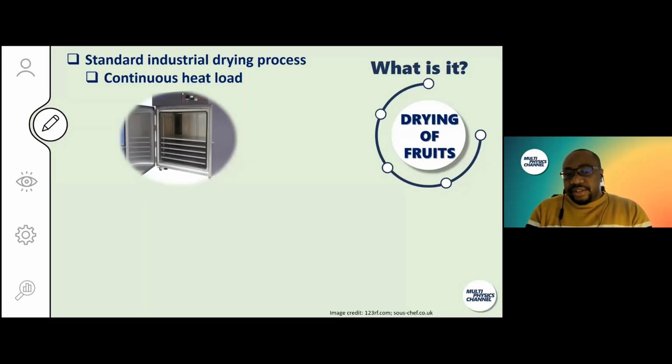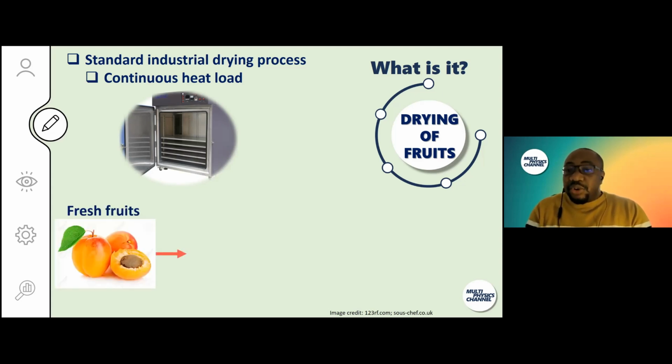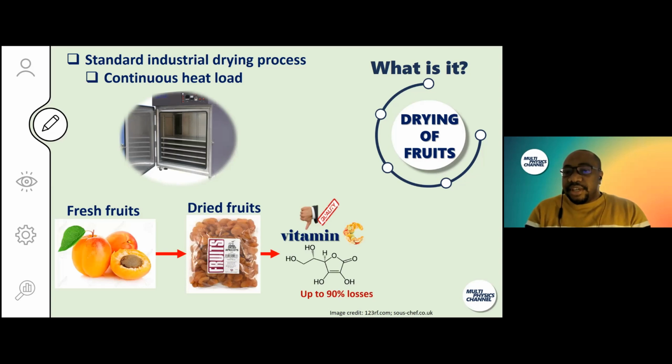Now, drying. What is drying? Drying is the removal of water from a product due to the simultaneous heat and mass transfer process. Commercially, several drying methods are used to dry fresh produce to produce dried fruits in the form of snacks and chips. Often, this process significantly reduces the residual nutrients, such as vitamin C, of the dried fruit. Really, up to 90% of vitamin C is lost during this drying process.